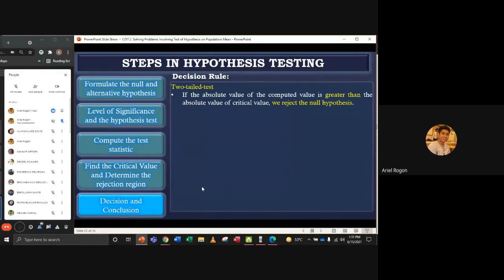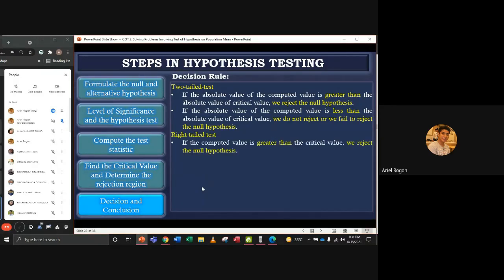Again, once your computed value is greater than the critical value, we reject the null hypothesis. And if the absolute value of the computed value is less than the absolute value of the critical value, we do not reject, or we fail to reject, the null hypothesis.